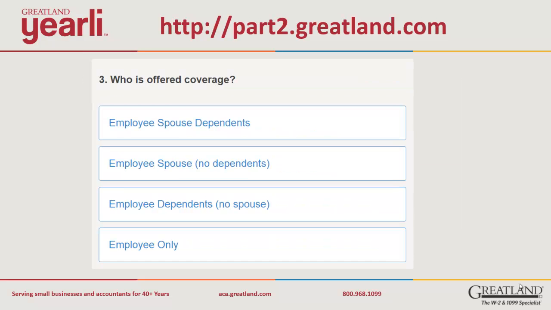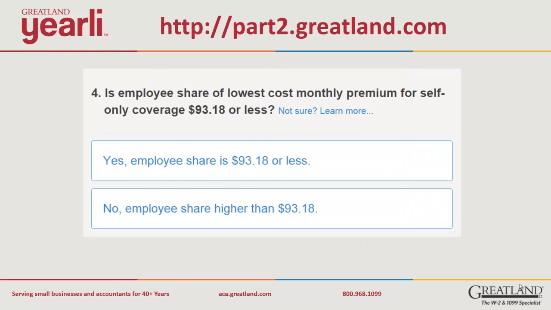The third question is, who is offered coverage? I will select Employee, Spouse, and Dependents. Is the employee share of lowest cost monthly premium for self-only coverage $93.18 or less is the fourth question. The purpose behind this question is to determine if the employer made a qualifying offer to the employee. I will select No for illustrative purposes.